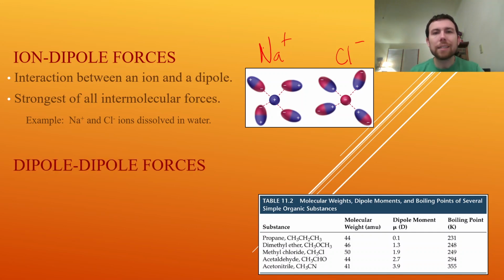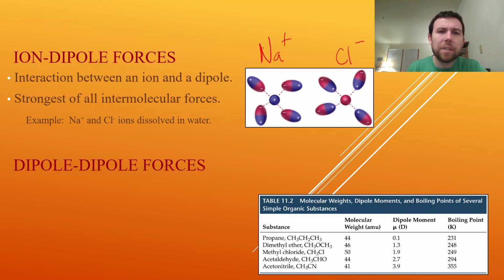Now, our next type of intermolecular force are our dipole-dipole forces. You might hear me refer to them as dip-dip interactions. I do that because that's what my chemistry teacher said to me. If that bothers you, I'm sorry. I'm just going to sometimes refer to it as dip-dip. It sounds kind of funny, but it's something that stuck with me, and so I'm passing it along to you guys as well.